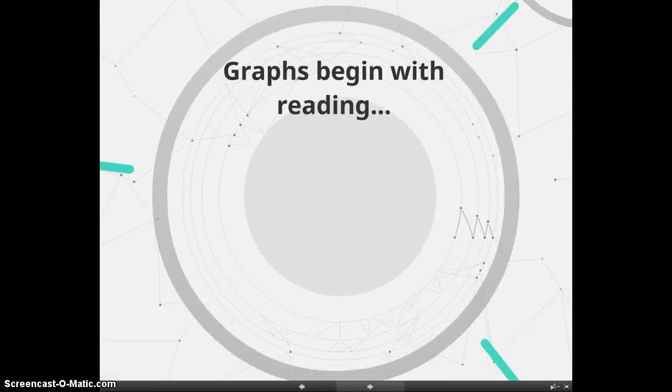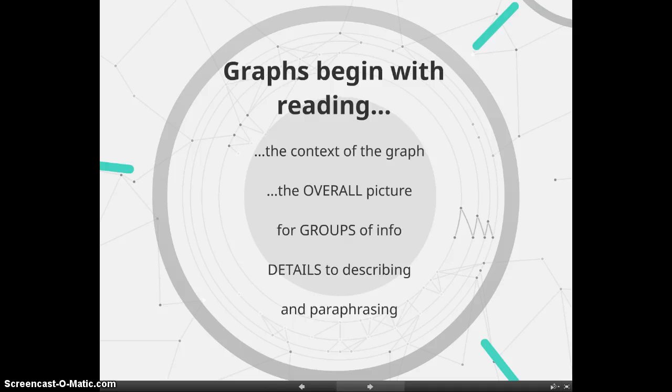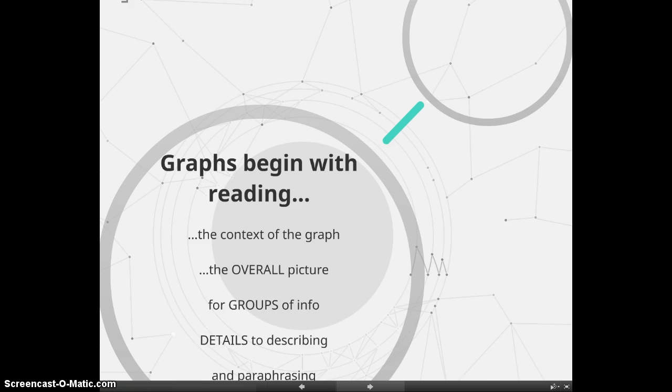First, before you can write any graph description, it's important to understand it begins with reading. And these are the things that we need to look at. The context, what am I looking at and why? The overall picture, what does it all mean? And how do we group for information? And what kind of details do I need to describe? Finally, how do I paraphrase? As you'll see, this is going to be key later on.